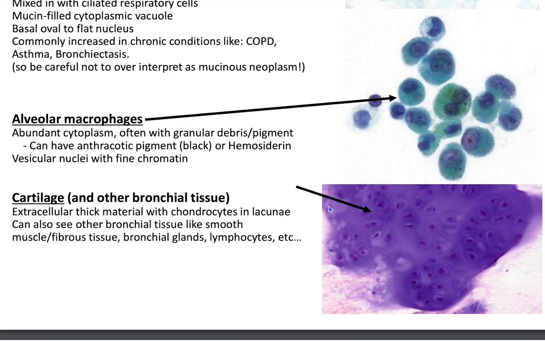Cytohistologically, you'll see abundant cytoplasm, often with granular debris and pigment. That pigment can be anthracotic, which is seen as black, or hemosiderin, which can be brown. You'll see vesicular nuclei with fine chromatin.